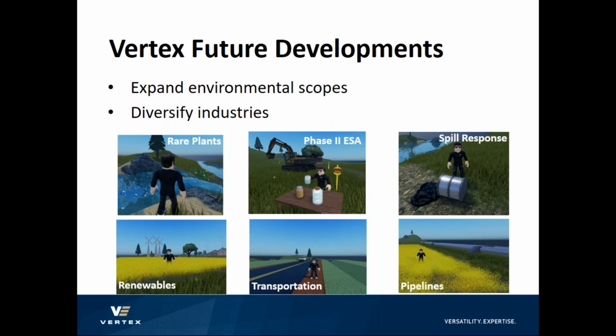So we are going to expand environmental scopes beyond DSAs and bird sweeps. We do want to make it one world where you can do multiple things for each group, such as rare plants. Phase 2, a big one, is underground line and ground disturbance. We feel that with ground disturbance, we can really enhance the safety by doing this virtually, more so than even some of the training we get in the programs that we take. Spill response, we can incorporate aspects of that. We want to look at other industries such as renewables, transportation, and pipelines.